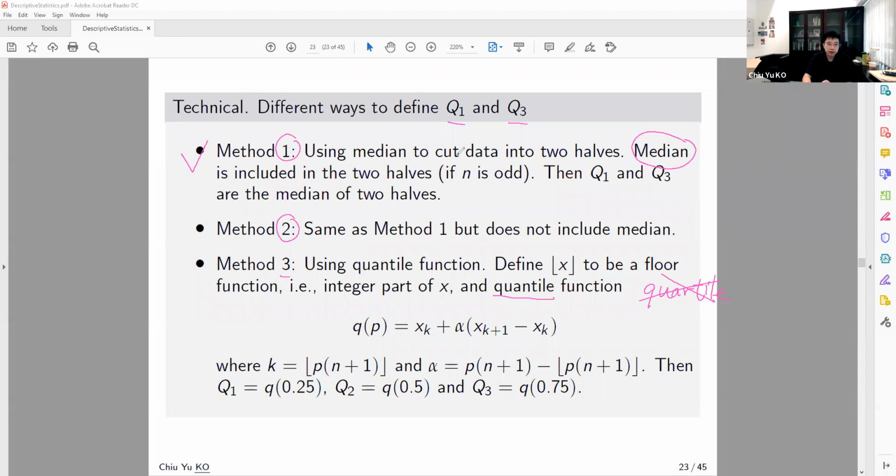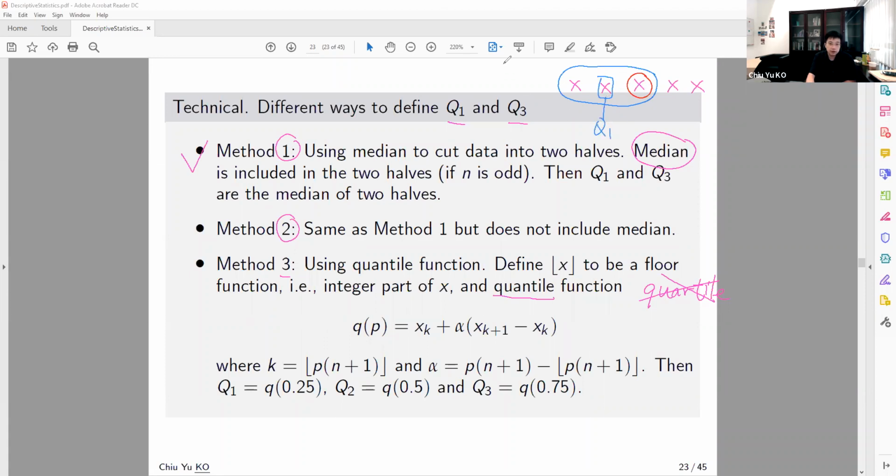So the way to do it is, suppose you have 5 numbers, to illustrate Q1, okay? You have 5 numbers. Then the median will be this guy, right? And what you do is you include the median into the 2 halves. So that means the first half will be the first 3 numbers, okay? And then from this half, you find the median, which is this guy. So this guy will be Q1, okay?